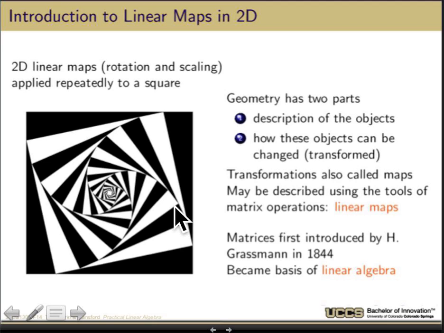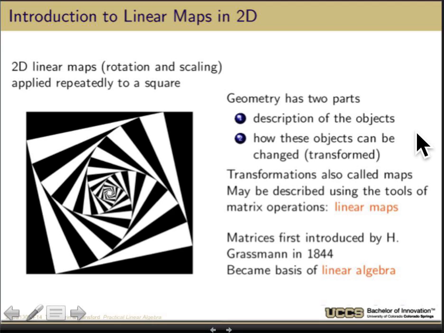So this idea of taking a shape and applying a linear map to it gives us a particular way of transforming space. And the geometry really of anything has two main parts. Something we described as the object, the square in this case, and then how these objects can be transformed or changed over time, the transformations that led to the white square, the next black square, and so on. These transformations are often called maps, and they may be described by the tools of matrix operations. In particular, linear maps can be described as matrix operations.